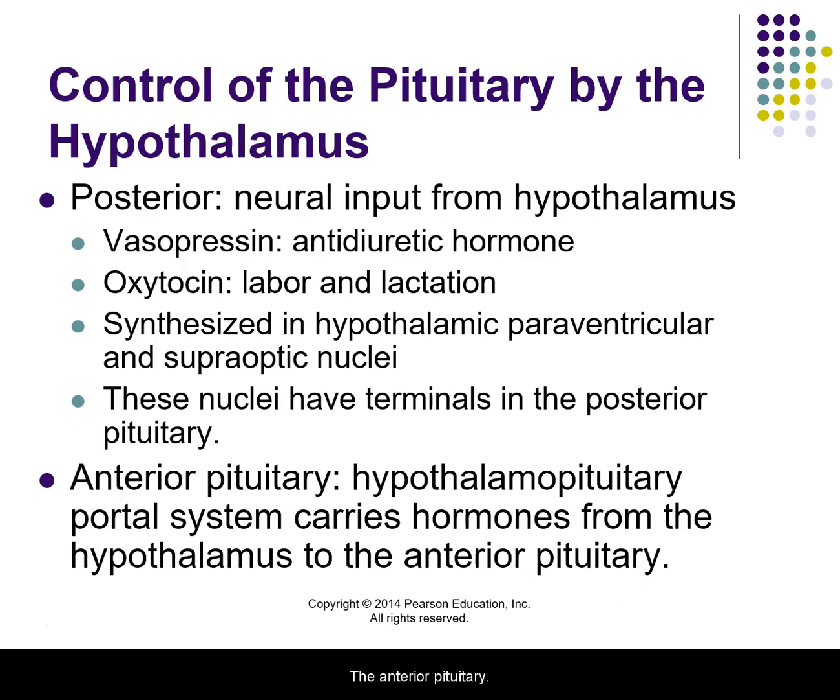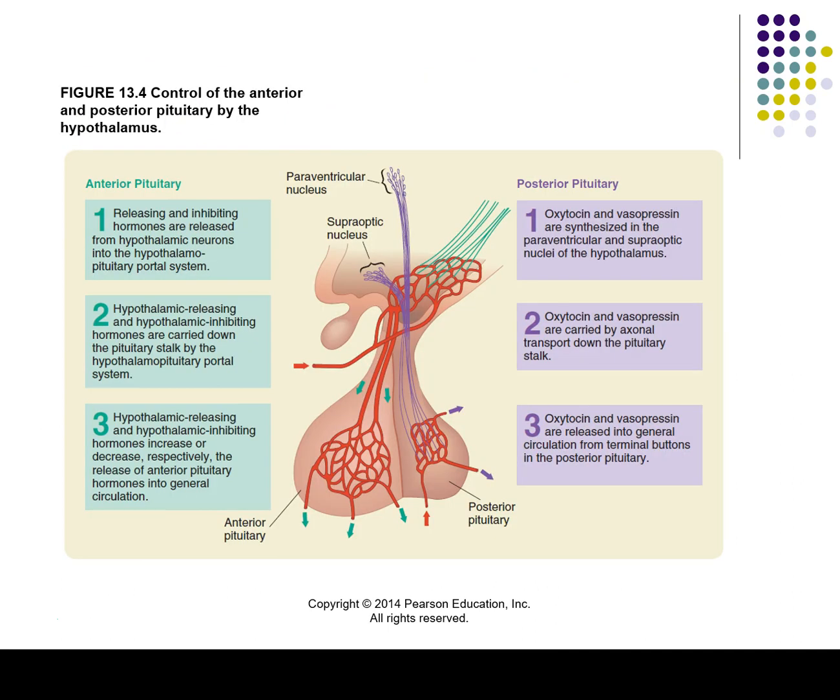But the anterior pituitary has a hypothalamo-pituitary portal system, which carries hormones from the hypothalamus to the anterior pituitary, not through neurons. Okay, it's actually through the circulatory system. So let's look at that. Here on figure 13.4, control of the anterior and posterior pituitary by the hypothalamus.